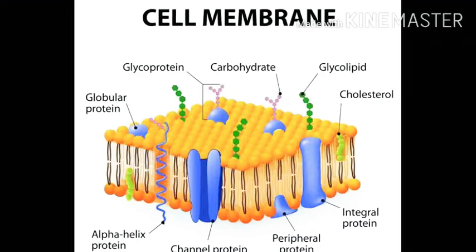Now starting with the plasma membrane. As we have discussed in the previous class, the cell is surrounded by the plasma membrane. This plasma membrane is a very thin, delicate, elastic, living, semi-permeable membrane. In the case of plant cells, it is present on the inner side of the cell wall.